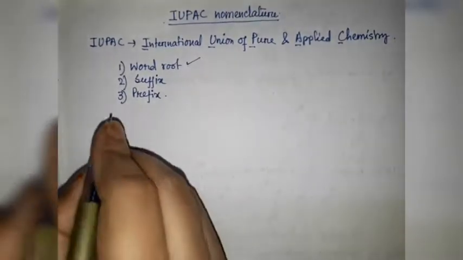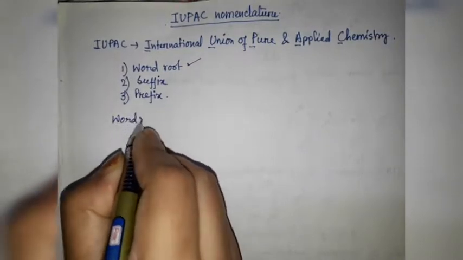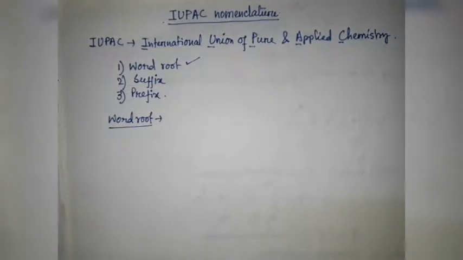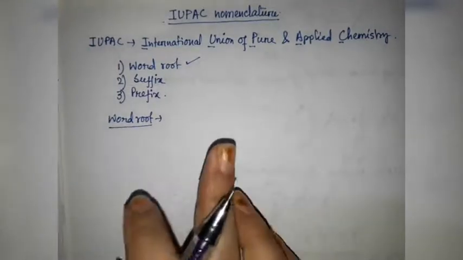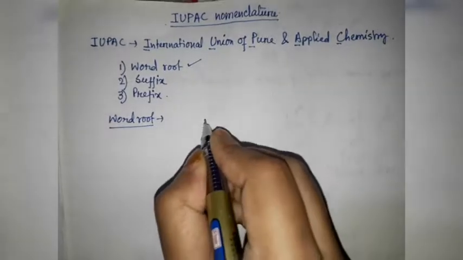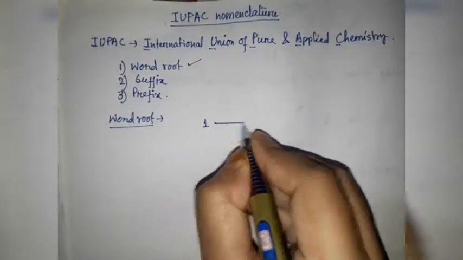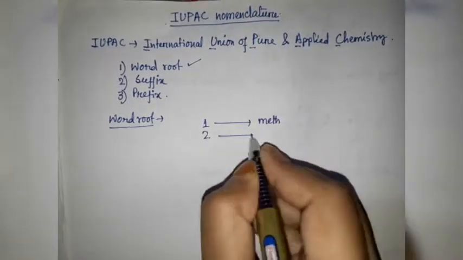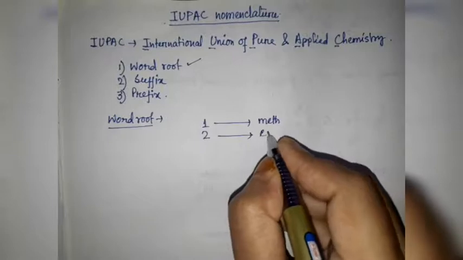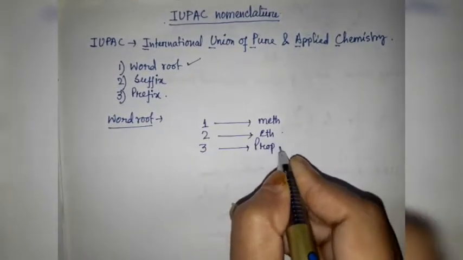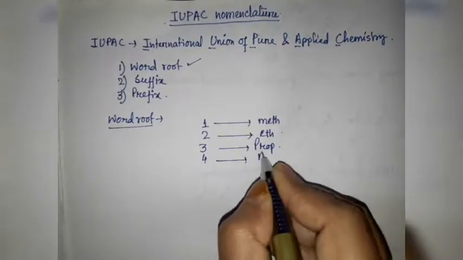So at first, word root. What is word root? This is the basic unit of the name which denotes the number of carbon atoms present in the organic compound. For example, if one carbon atom is present, then the word root is meth. If 2 carbon atoms are present, then eth. For 3, prop. For 4, but.